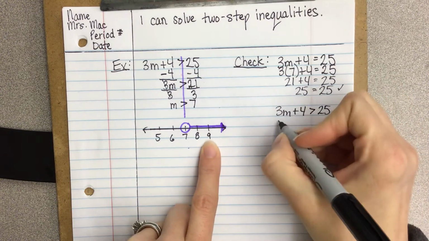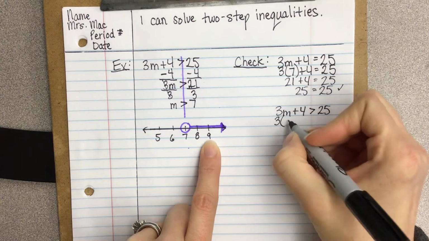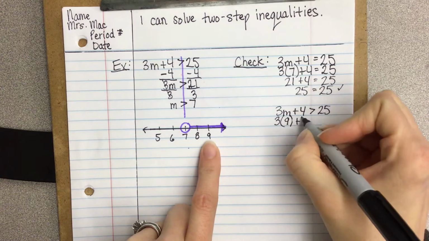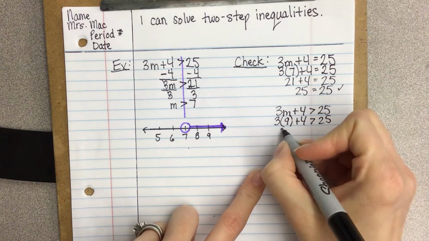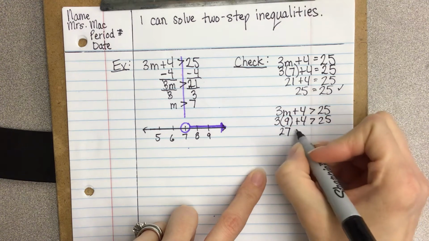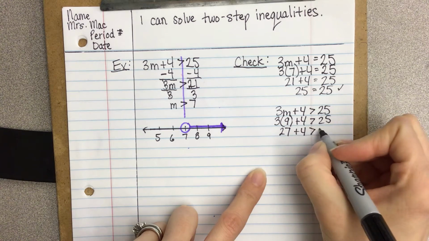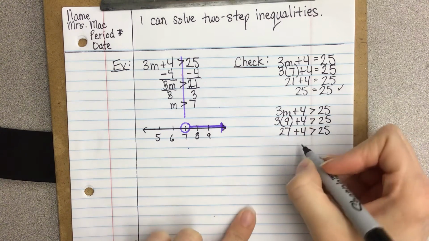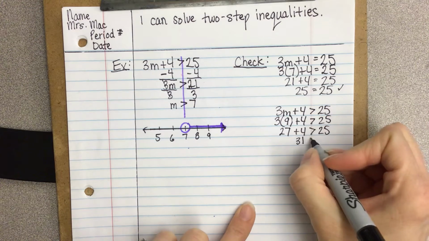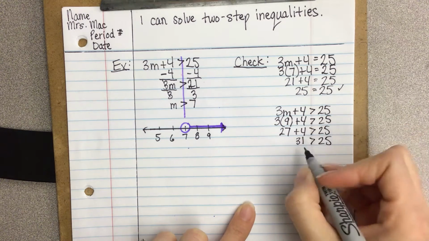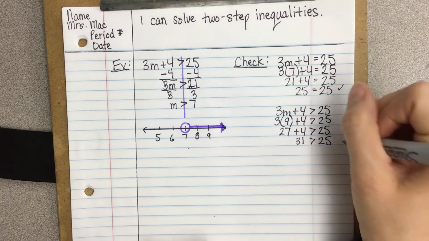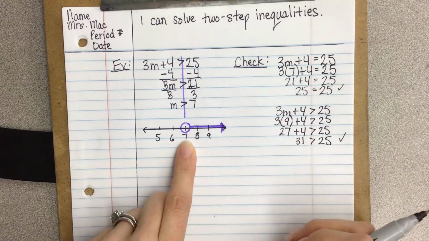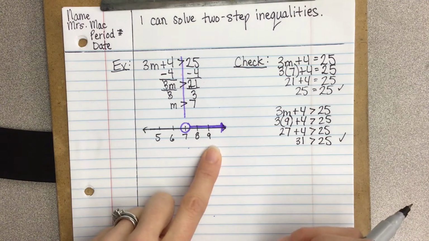So 3 times 9 plus 4 is greater than 25. So this is 27 plus 4 is greater than 25. And this is 31 is greater than 25. This is a true statement. 31 is greater than 25. So you know that your circle is correct and your shaded area is correct.